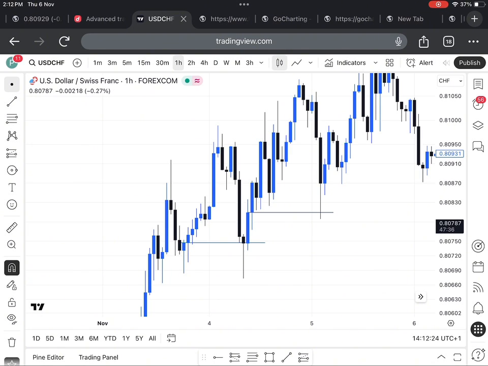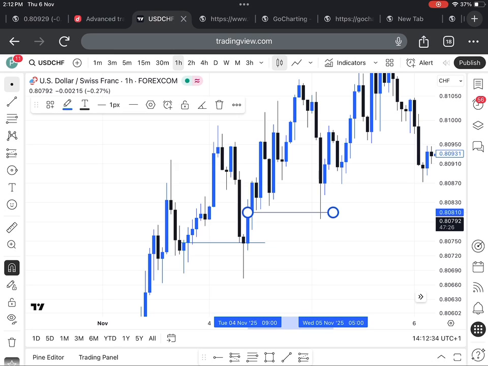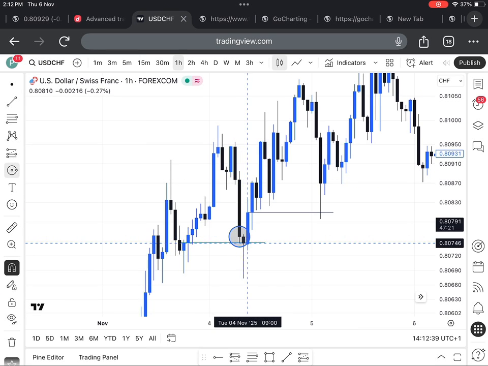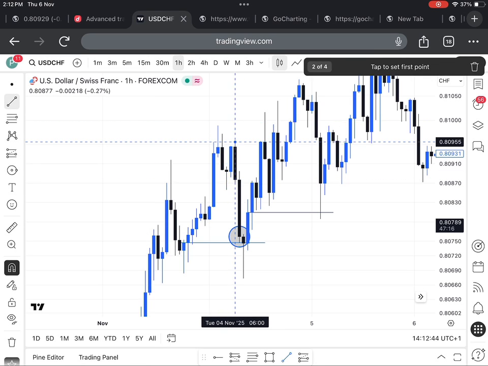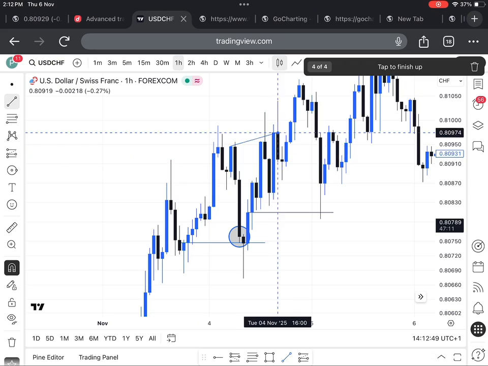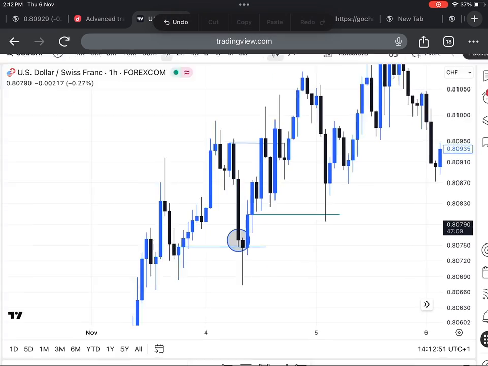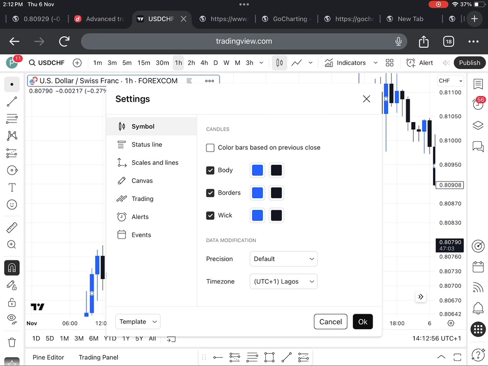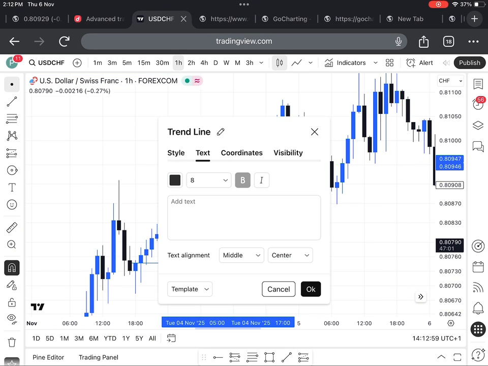This is more like our first entry, but that's not it. You're not going to consider taking this. We want to take a confirmation entry. Why did I say this is our first entry? You can see that from here, price pulled back to this key level and broke structure. There's a break of structure here.